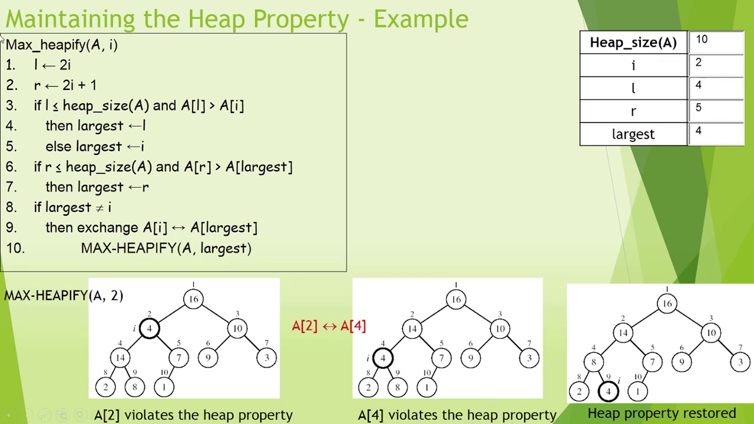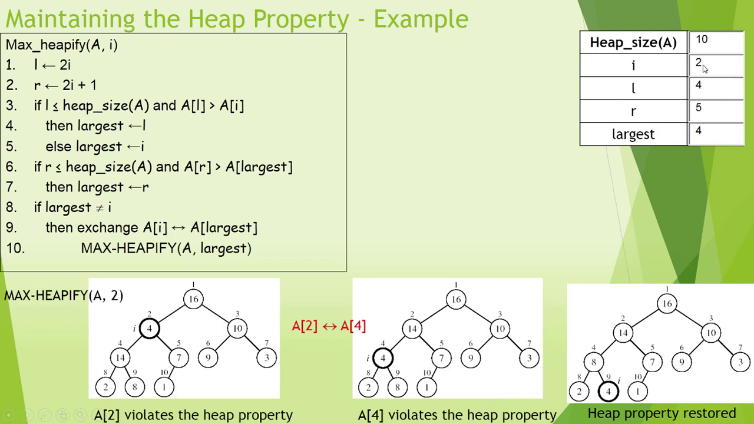Next I will explain this algorithm. Here we have two parameters A and I. A is the array and I value is 2. Here we have one thing, heap size of A, that means total number of elements in the tree. Total number of elements here is 10, so heap size is 10.